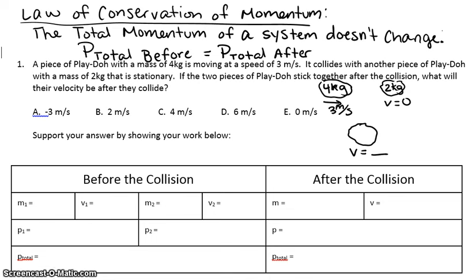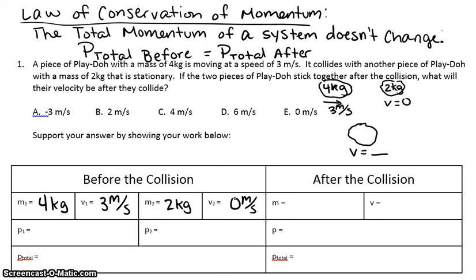So let's set up what we know into boxes. The chart will help us as we learn how to use the law of conservation of momentum to solve these problems. So we have our M1 and our V1. So we have mass of the first object is 4 kilograms, moving at 3 meters per second. And our second object has a mass of 2 kilograms and is stationary, 0 meters per second.